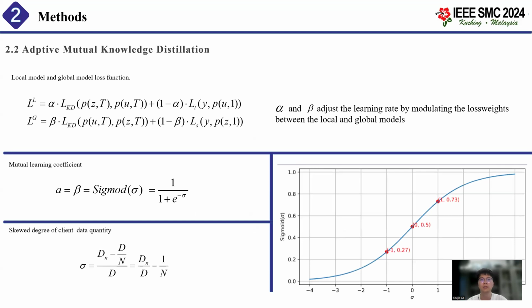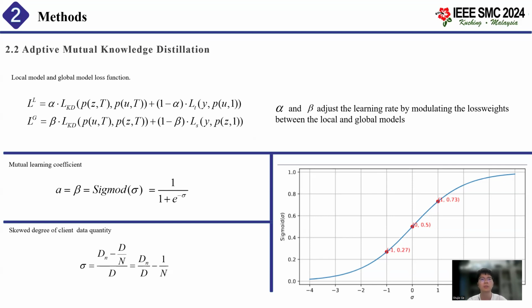So how does the aforementioned method alleviate the performance degradation caused by data quantity skew? And why do we use the sigmoid function to calculate the coefficient? Next, we will provide you a detailed explanation of this process.